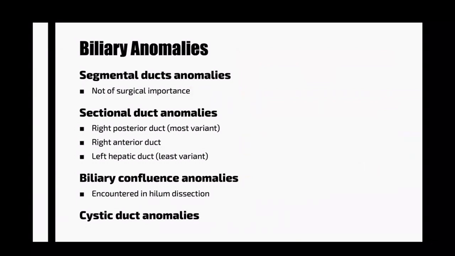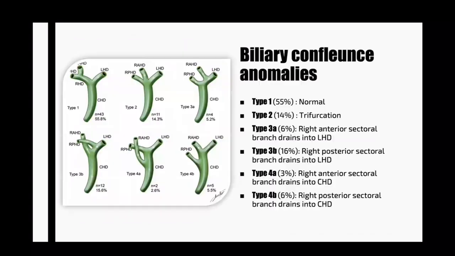There are a lot of biliary tree anomalies, starting with the segmental anomalies, which have no surgical importance, moving to the sectional anomalies, including the right posterior duct, which is the most seen variant, the right anterior duct, and the left hepatic duct, which is the least seen variant. Also, we have biliary confluence anomalies and cystic duct anomalies. To make it easy, we are only going to talk about confluence anomalies, which are the most important.